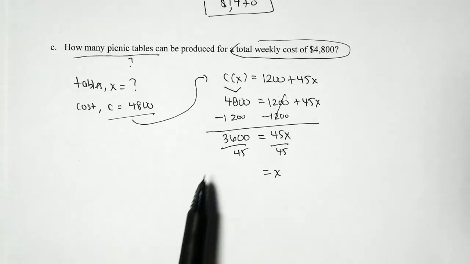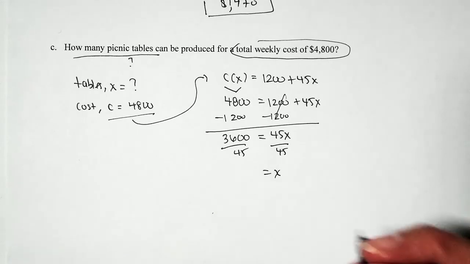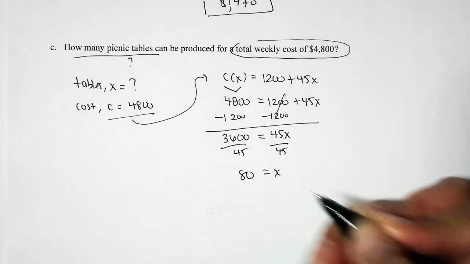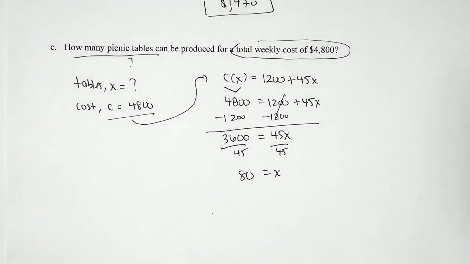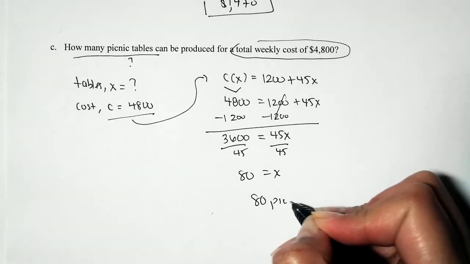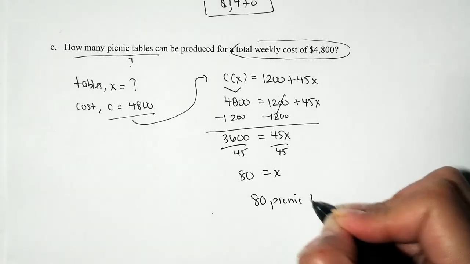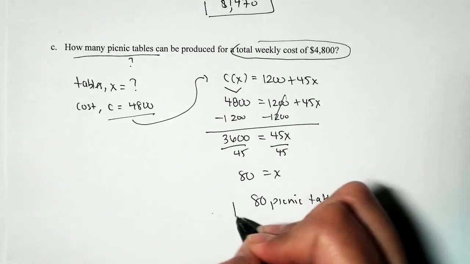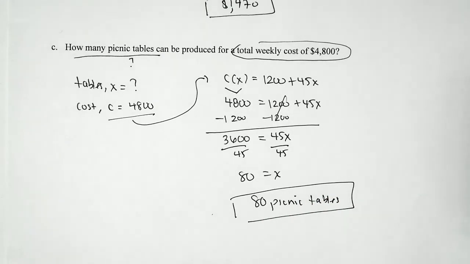Fantastic. The quotient of 3600 and 45 is 80. So the moral of the story is this: how many picnic tables can be produced for a total weekly cost of $4,800? 80 picnic tables can be made. Cool. All right. Thanks, guys.